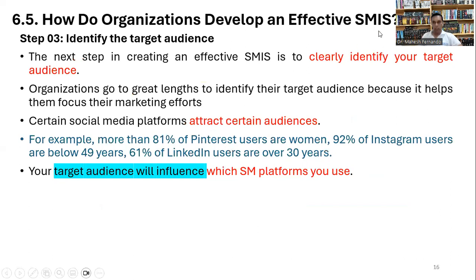Step 3 is to identify the target audience. This is also a very important thing, because we know that there are people and communities around us, but we don't know which social media they are using. Therefore, to create an effective social media information system, you must clearly identify the target audience.